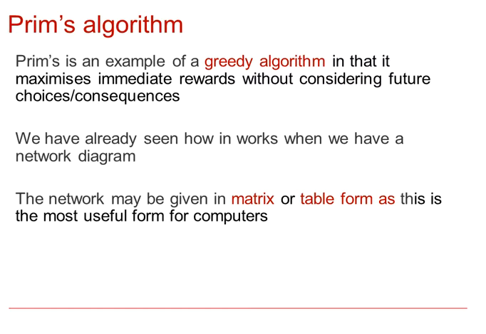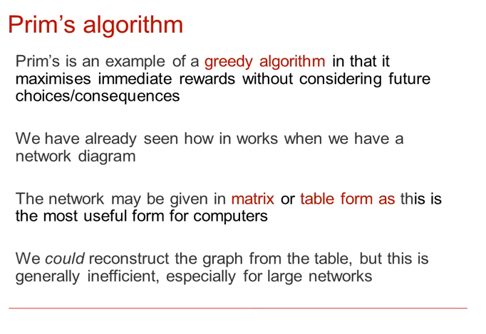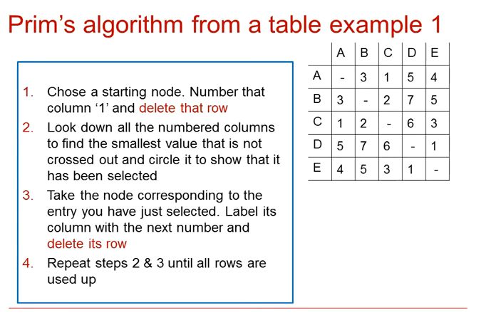The network may be given in matrix or table form, as this is the most useful form for computers to work on. We could reconstruct the graph from a table, but this is generally inefficient, especially for large networks. Let's look at an example. Here we have a table showing 5 nodes A through to E.